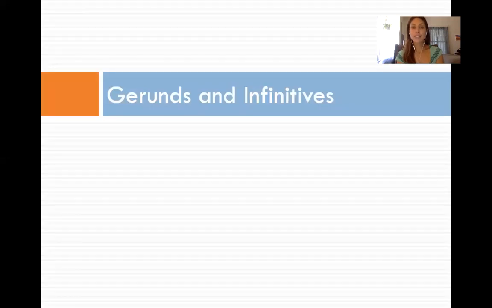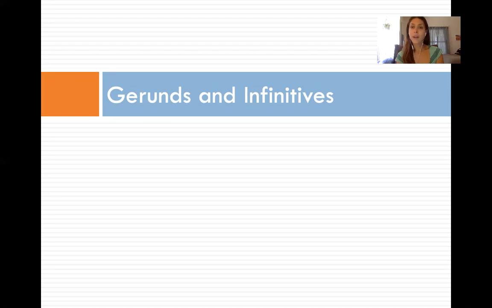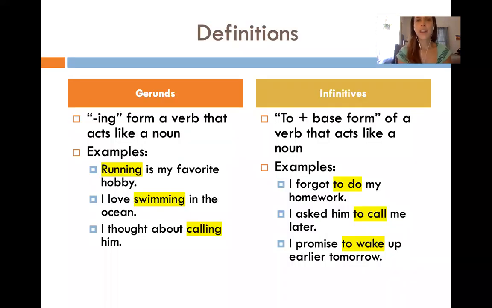Our last unit, gerunds and infinitives. So this should be the freshest in your mind because you had a quiz and a project due last week for this. So good job. Let's go through. So for gerunds and infinitives, a gerund is the ing form of a verb that acts like a noun. For example, running is my favorite hobby. I love swimming in the ocean, and I thought about calling him. Running, swimming, and calling.